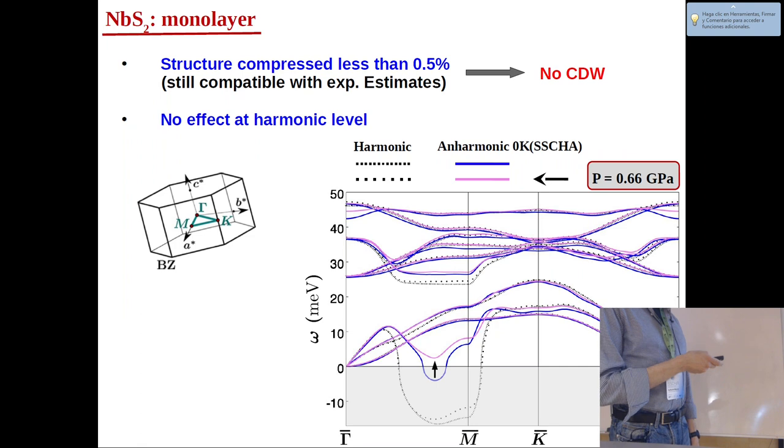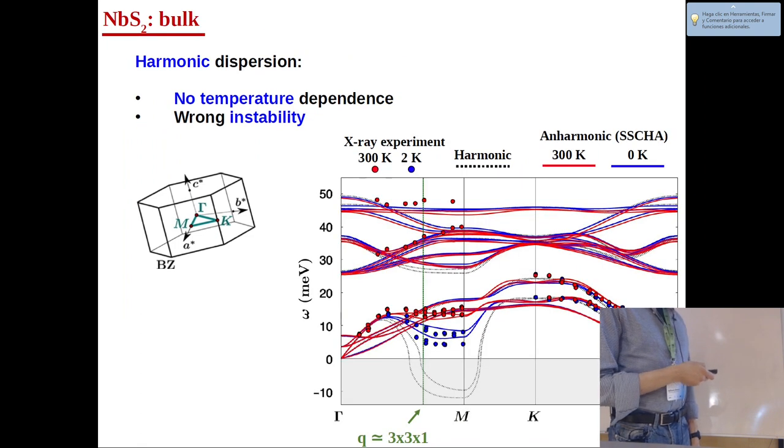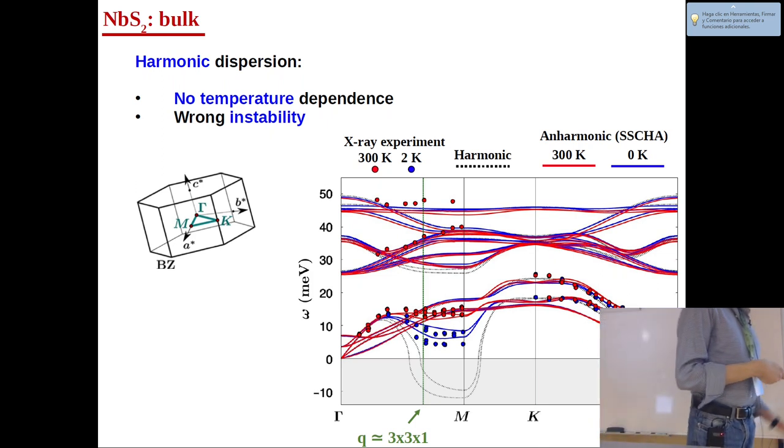So as you can see, we have here two different phonon dispersions, one for 300 Kelvin and one for 2 Kelvin. This is the X-ray experiment, and we did the analogous calculation with the SCHA. Of course, if you want to do something like that with the harmonic approximation, you cannot. Or you can try by resorting to the electronic temperature. But at the electronic level, you don't see anything if you go from 300 Kelvin to 2 Kelvin. The electronic effects, when you increase the temperature, you can see an effect only when you go much higher than that.